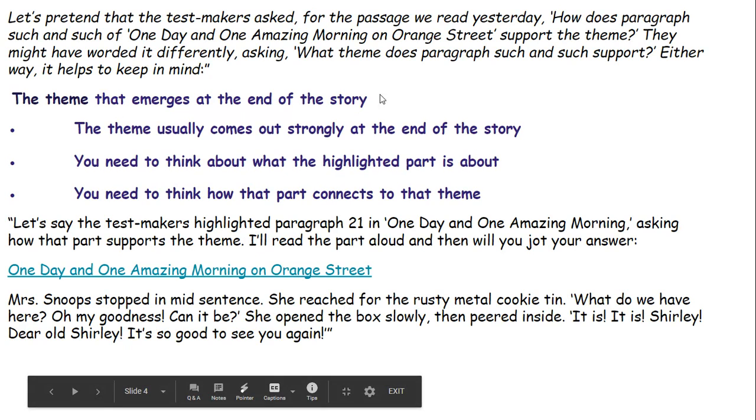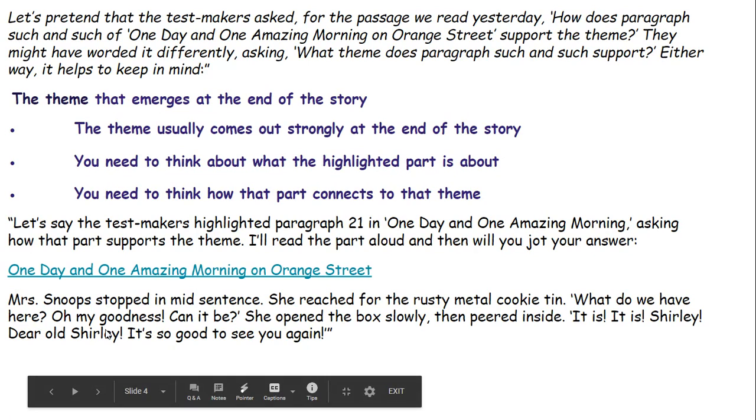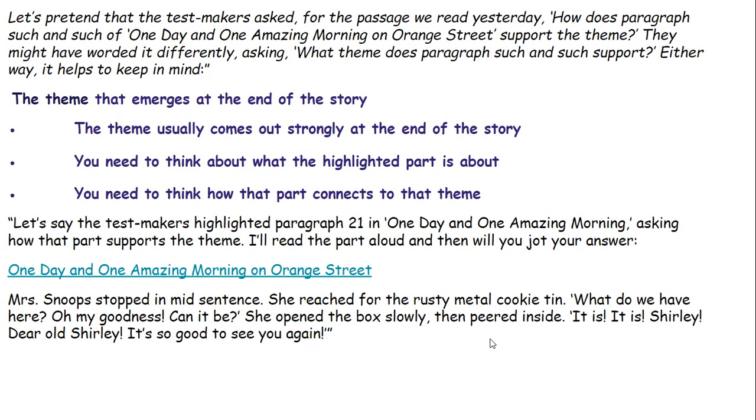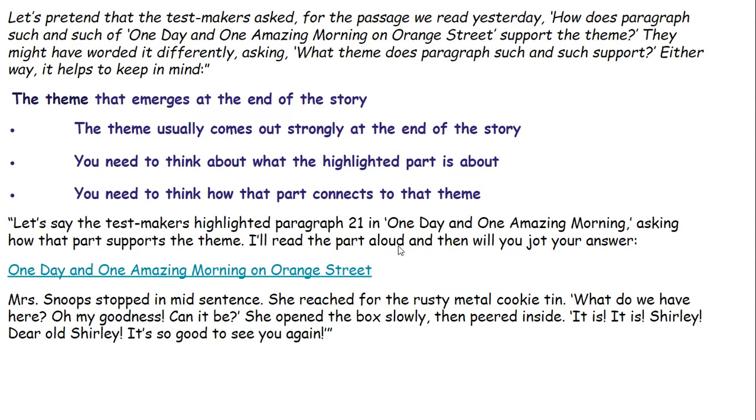the theme that emerges at the end of the story. The theme usually comes out strongly at the end of a story. So when you get to the end of the story, the theme is going to be a lot clearer. But when they ask you the question, you need to think about the part they're asking about. Say right down here, this is the part they want to know about, just this little section, but you need to think of the whole. How does this part right here, this little paragraph, connect to the whole passage?